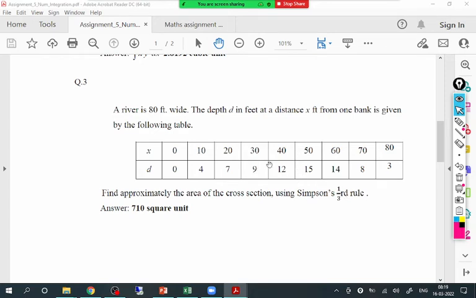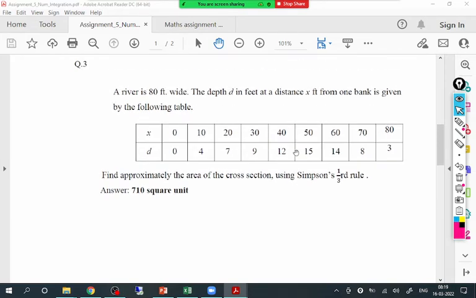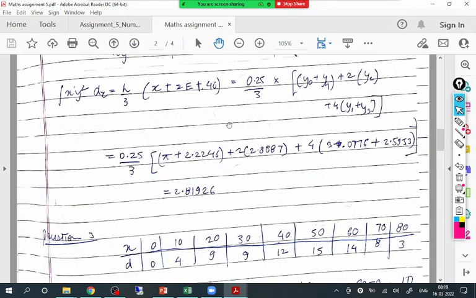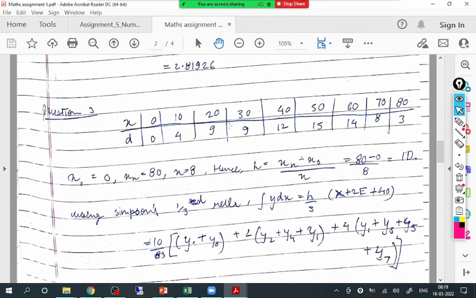And this is like a real life application. If you take sample points of the river at some different places, you can find out the area of a cross section of the river. So it is a very straightforward example. We just have to use a formula and integrate it. Again, a 1/3 rule question. The majority of the time, the 1/3 rule or 3/8 rule comes in the exam.